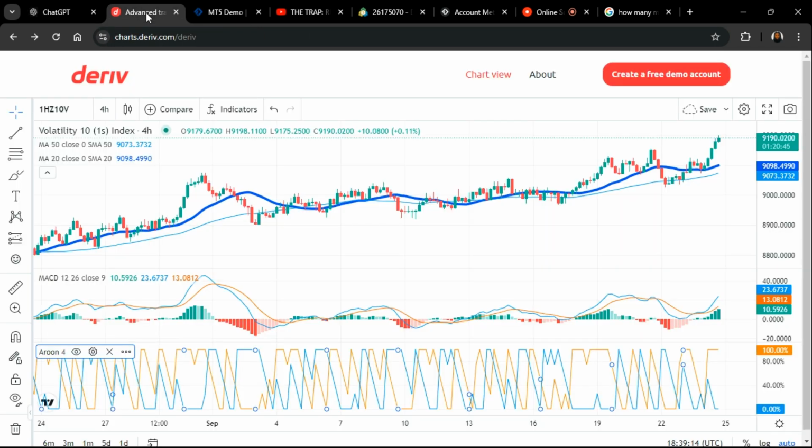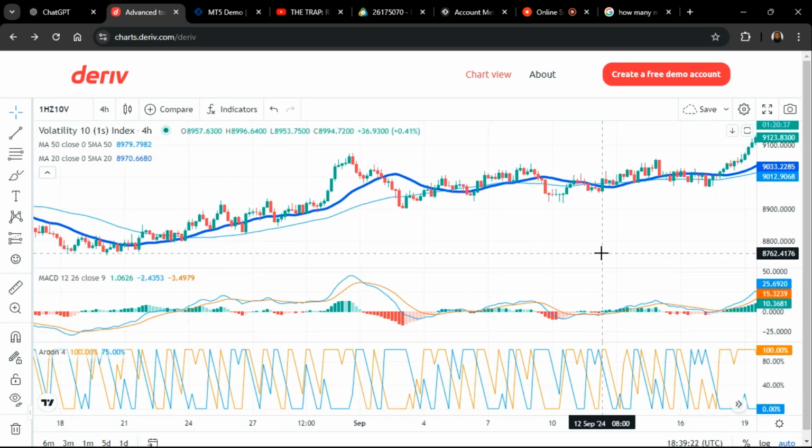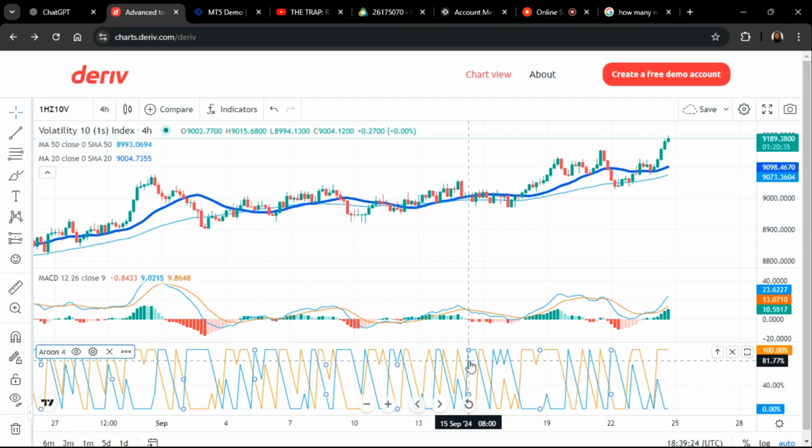Very important in a trading journey. Let us get another example. This is not a good one because you can see this was not a good candle. So assume that. Just see this one.